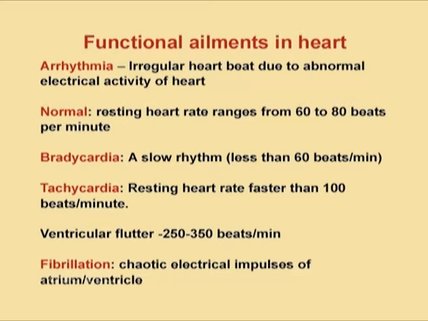Another condition is called ventricular flutter, wherein the ventricle beats 250 to 300 beats per minute, and fibrillation, which is due to chaotic electrical impulses of the atrium. Here, what we need to understand is that flutter and fibrillation are 2 conditions wherein the heart is beating very fast, but the output of the heart is very low. In other words, the amount of blood that comes out of the heart is so little that the other tissues are starved of oxygen and nutritional supply.